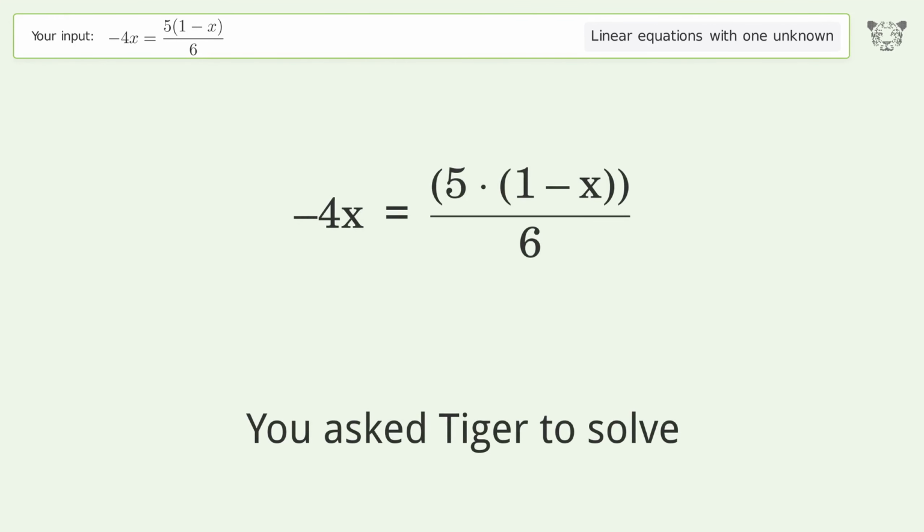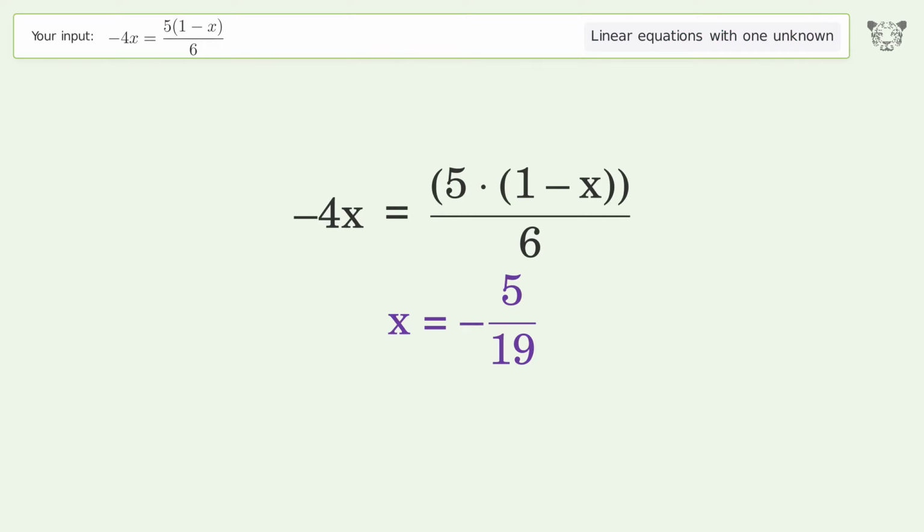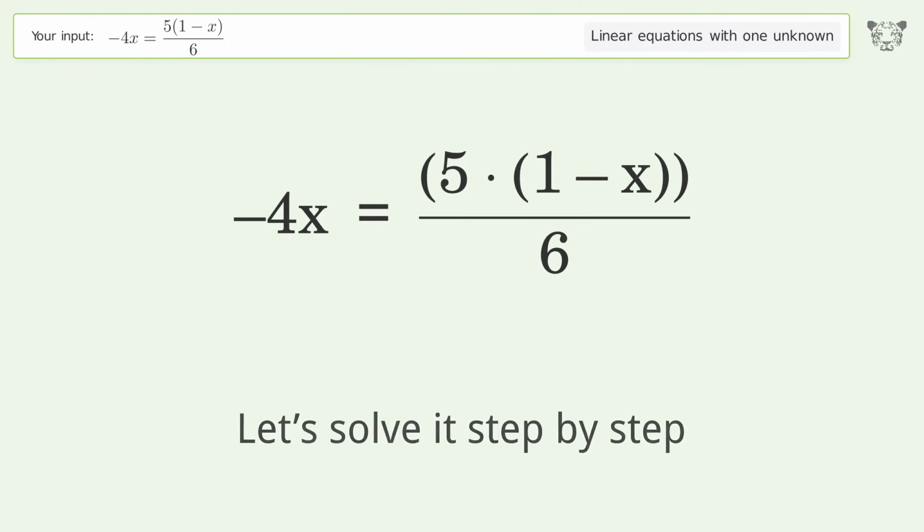You ask Tiger to solve this. It deals with linear equations with one unknown. The final result is x equals -5/19. Let's solve it step by step.